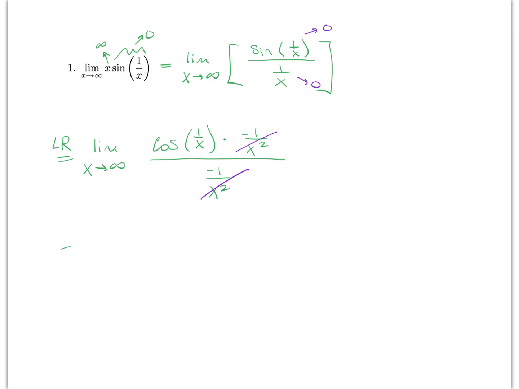And now I can just take the limit as x goes to infinity of the cosine of 1 over x, which would be the cosine of, if you let x go to infinity, 1 over infinity goes to 0. So the cosine of 0, which is 1.